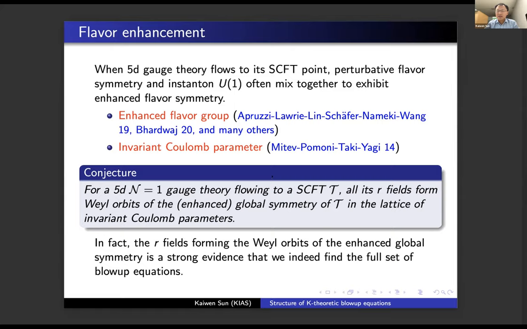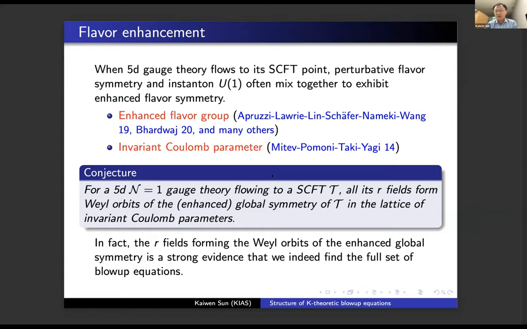In which case the flavor group gets enhanced at the 5D SCFT point. And there is a crucial concept called the renormalized Coulomb parameters, which means the Nekrasov partition function will be invariant under the redefined Coulomb parameter. And what we found here is a very non-trivial phenomenon: all the R fields of 5D N=1 gauge theory will form the Weyl orbit of the enhanced global symmetry when flowing to the 5D SCFT point. And this is actually a very good criterion that we did find all the 5D blowup equations.